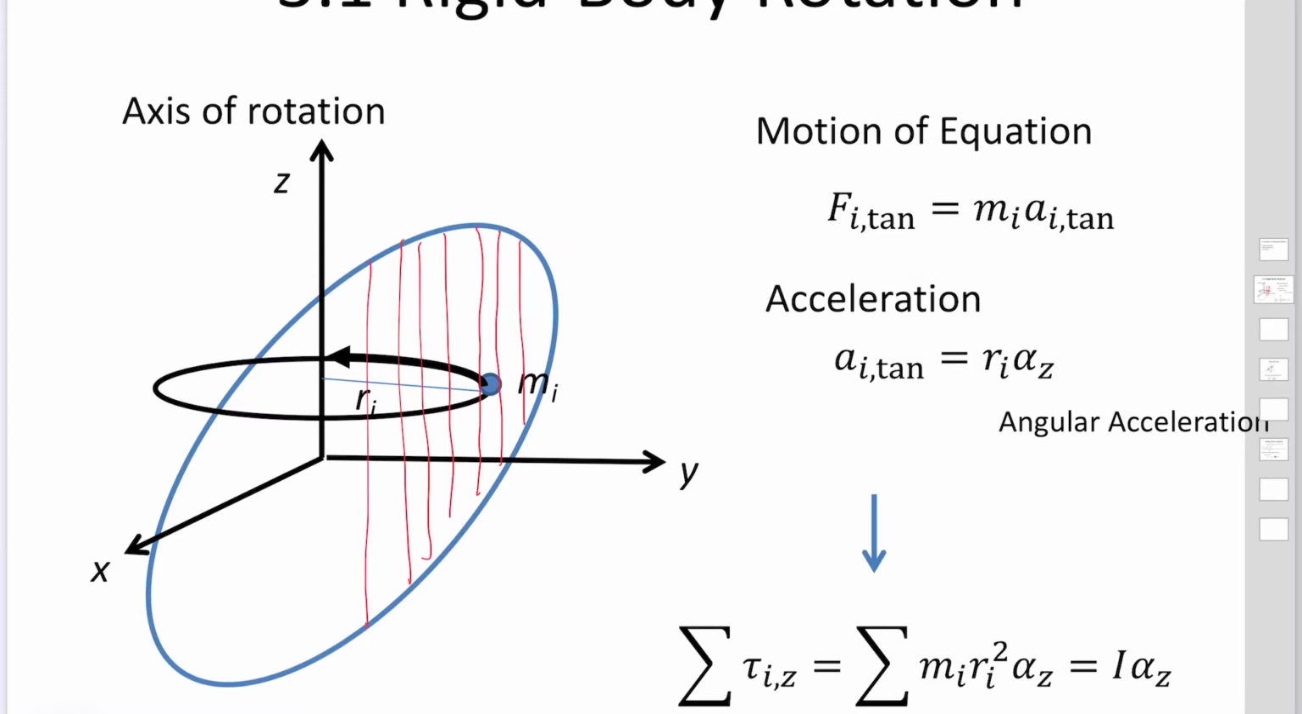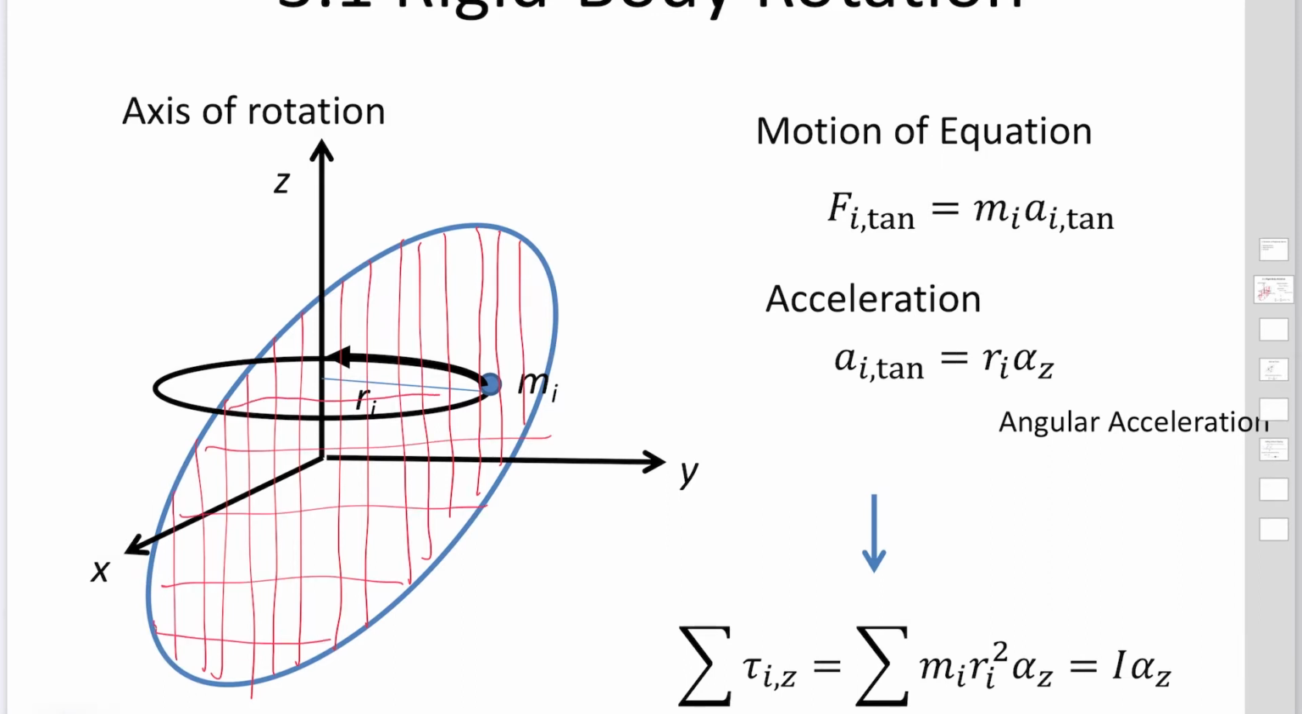Then, we'd like to consider one of the pieces inside of the rigid body object. So this blue part we are going to consider. And the mass of the blue part is expressed m sub i. This part is m sub i. Equation of motion is expressed f sub i tangent equal m sub i a sub i tangent.